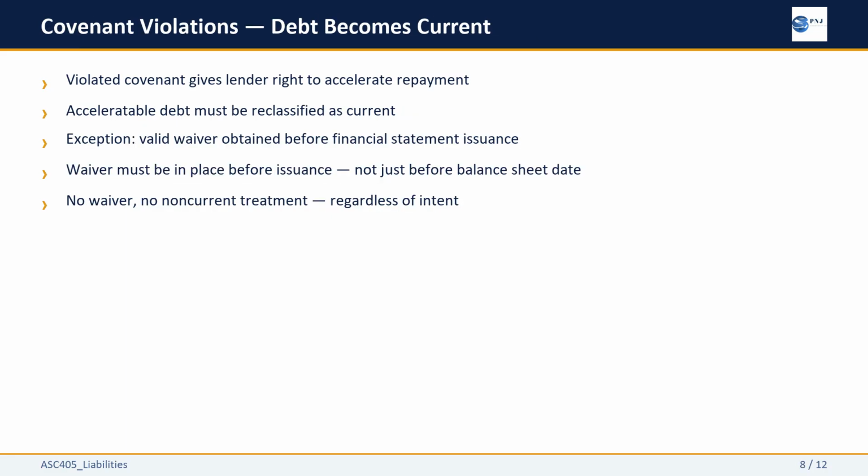Here is the key thing about covenant violations. The moment a lender has the right to call the debt early, that debt is no longer long-term from a balance sheet perspective. If your company violates a debt covenant and the lender can accelerate repayment, you must reclassify that debt as current. The only escape is obtaining a valid waiver before the financial statements are issued. And here is what trips people up. The waiver must be in place before the issuance date under GAAP. Intent alone is not enough. If no waiver exists at issuance, the debt is current, period.